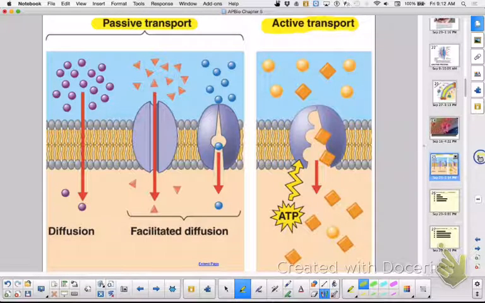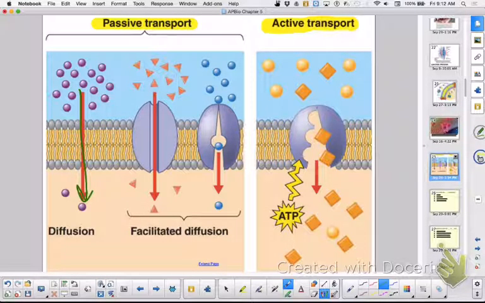So when you have diffusion right here, these molecules are going from a higher concentration through this phospholipid bilayer to the other side. They must not be charged, so they're able to move through. It could be oxygen, it could be carbon dioxide, it could be water. And it's just passively going from one side to another. It doesn't cost your cell anything.